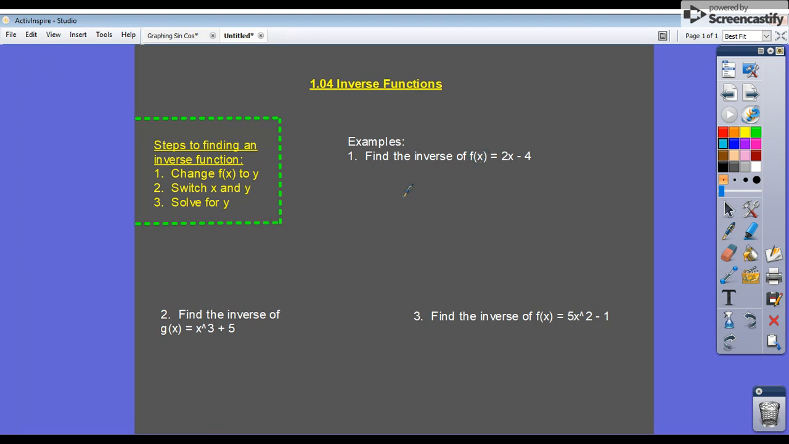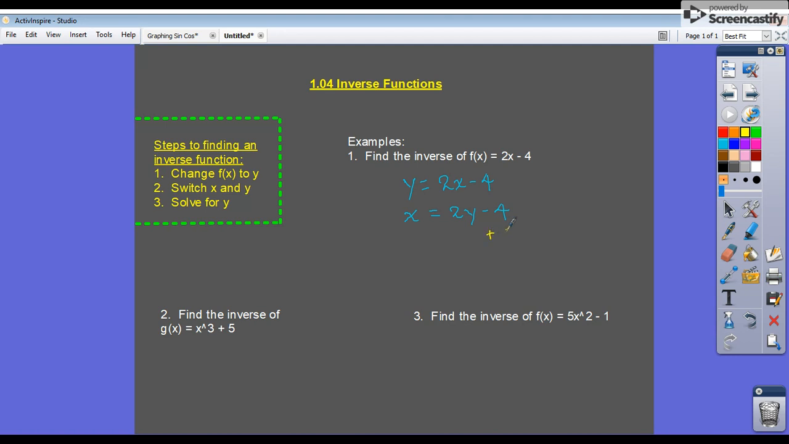First step, I'm going to change f of x into y, because f of x is just another way to say y. It's a function of x. Y equals 2x minus 4. Second step, you're going to switch the x and y. So you're going to change whatever says y to x, whatever says x into y. And then third step, your goal is just to get y by itself. So you're pulling an algebra move here.